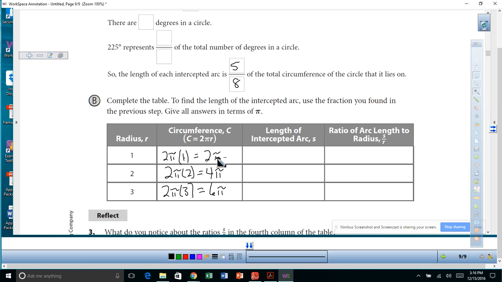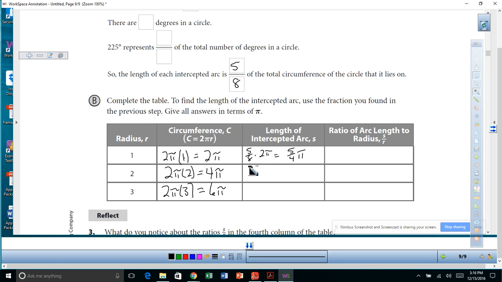Okay, so now let's see the length of the intercepted arc. Well, we noticed it was 5/8 of the way around, so it's going to be 5/8 times 2 pi. 5 times 2 is 10, so 10/8. That's going to reduce to 5/4 pi, right?